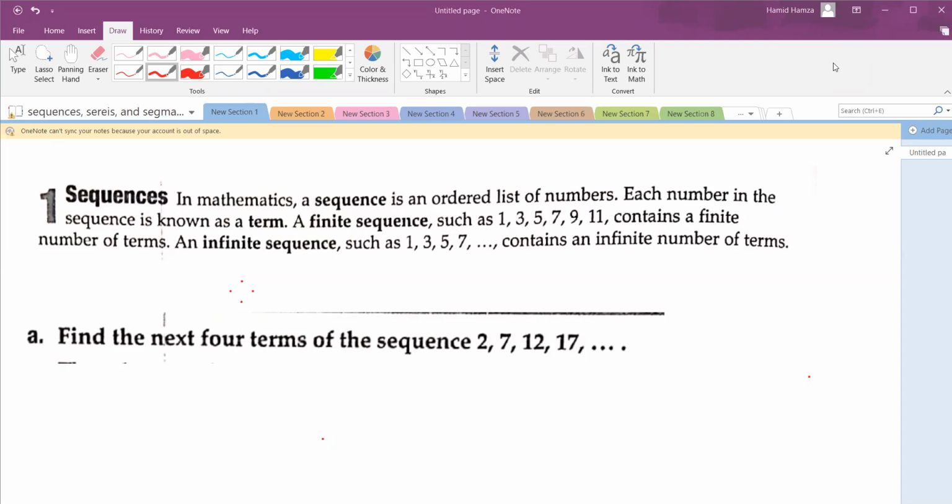A finite sequence is one where we can know the first term and the last term, like this one. It starts with what? With 1. Ends with what? Ends with 11. So it is a finite what? Finite sequence. Also, we have infinite sequences.